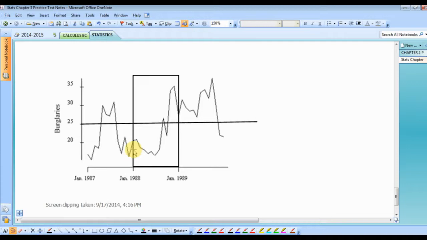If it was the median, then about half of the burglaries should be above that and about half should be below. We would be able to tell if it was half, without having to question it. Feel free to draw on all your tests because you can write on all of it. This is a time plot. Looking at only 1988.